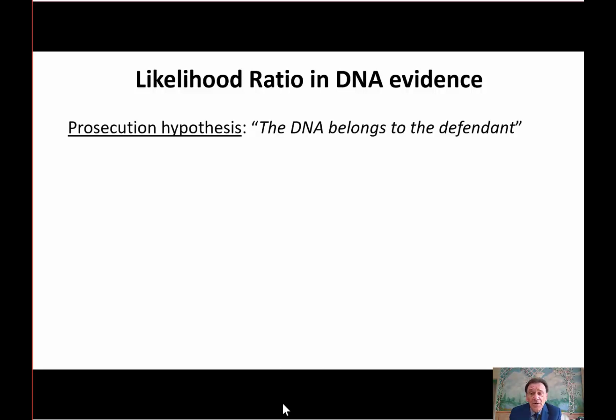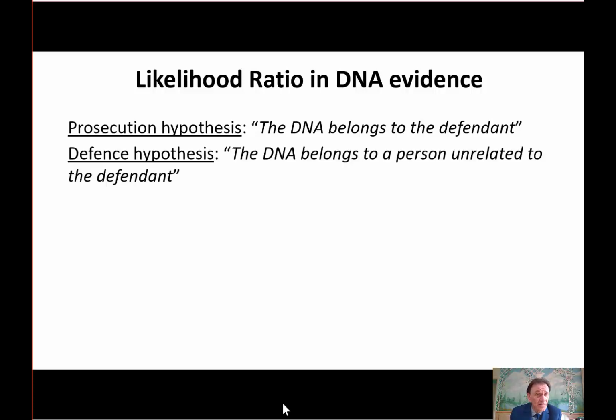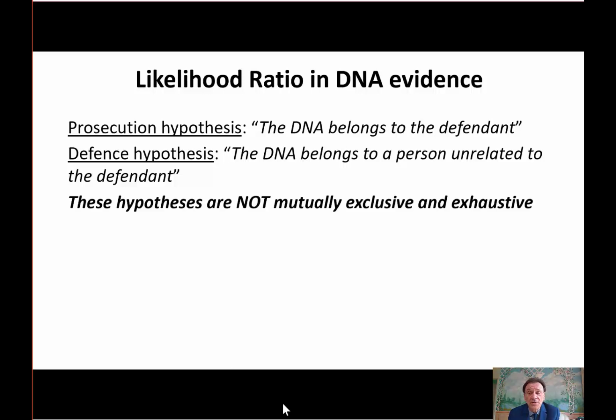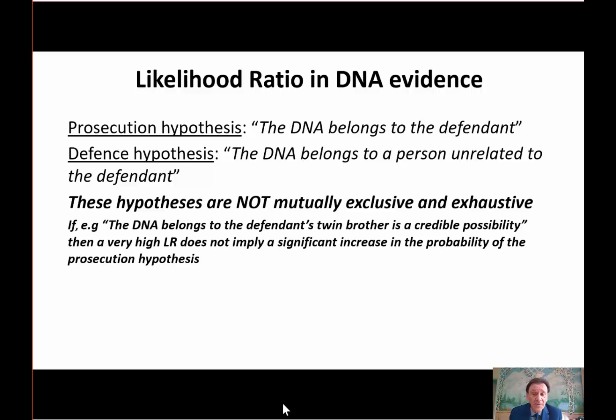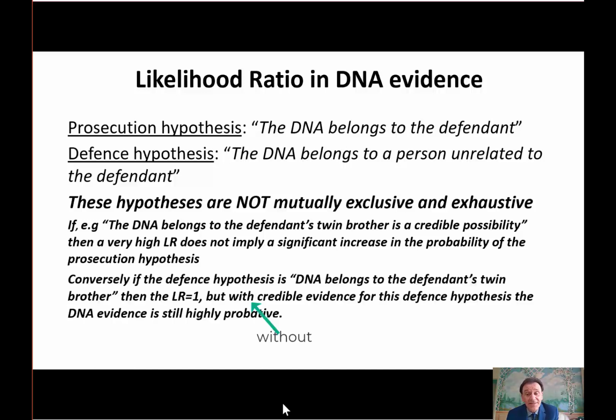What the forensic expert actually uses is the prosecution hypothesis that the DNA belongs to the defendant and the defence hypothesis that the DNA belongs to a person unrelated to the defendant. That's because it's much easier to estimate the necessary probabilities with that assumption. And these hypotheses are not mutually exclusive and exhaustive. So if, for example, the DNA belonging to the defendant's twin brother is a credible possibility, then a very high likelihood ratio does not imply a significant increase in the probability of the prosecution hypothesis. And conversely, if the defense hypothesis is that DNA belongs to the defendant's twin brother, then the likelihood ratio here is equal to 1, but without credible evidence for this defense hypothesis, the DNA evidence is still highly probative in favour of the prosecution hypothesis.